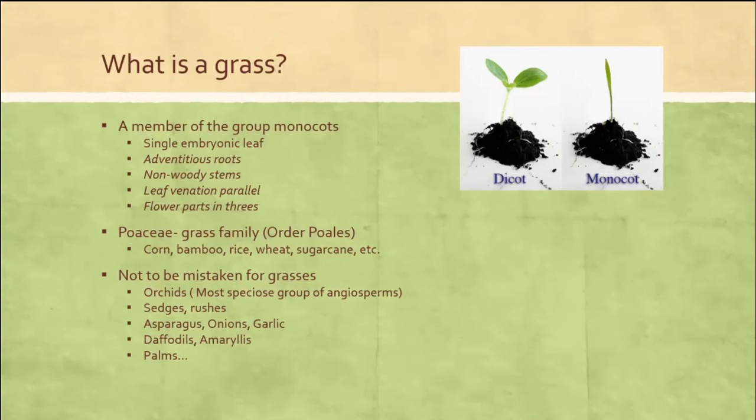But there are some things, some of which occur in our area, that shouldn't be mistaken for grasses. We don't have too many wild orchids around here, but we have things called sedges and rushes that, if you look at them, you might think, oh, that's a grass. But they're actually not in this Poaceae family. They're monocots, but they're not grasses. Same thing with onions, garlic, asparagus, all of our bulb plants, and, as I mentioned before, palms. So these are monocots, but they're not grasses.